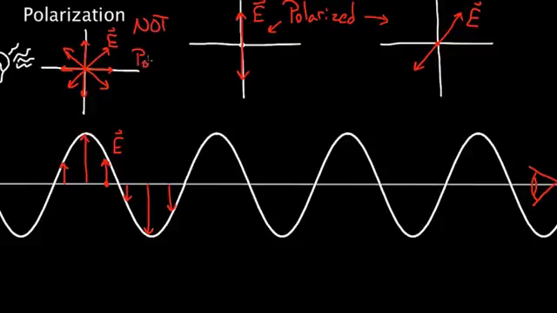This diagram represents light that is not polarized. At some point, the field might be pointing this way. At some later point, it's this way. It's just random. You never know which way the electric field is going to be pointing. Whereas these over here, these are polarized. So how could you polarize this light?